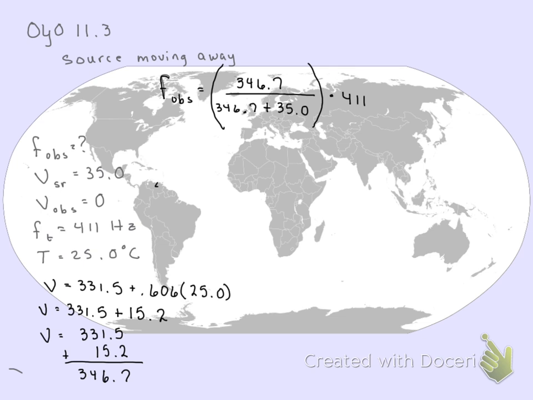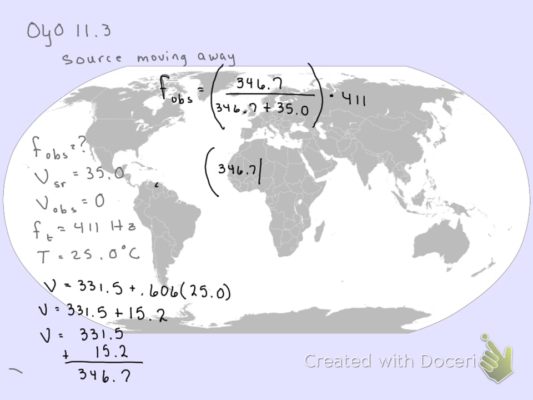So 346.7. And again, because the frequency of the observer is our unknown, this whole thing will be entered into our calculator at one time. So again, if you don't have a fraction function on your calculator, open up a set of parentheses and enter in the numerator of the fraction and then divided by.